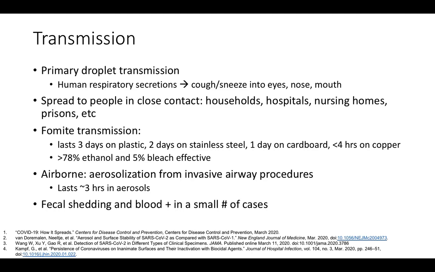Transmission dynamics, based on the evidence so far, we still don't really know how coronavirus is spread from human to human. We know that it's facilitated through close contact with individuals, including households, hospitals, nursing homes, and prisons. The evidence at this point, which I've linked some articles below, is pointing towards primary droplet transmission. So this is when human respiratory secretions from a cough or a sneeze get into the eyes, nose, and mouth of somebody who's very nearby, within 6 feet of an infected individual.